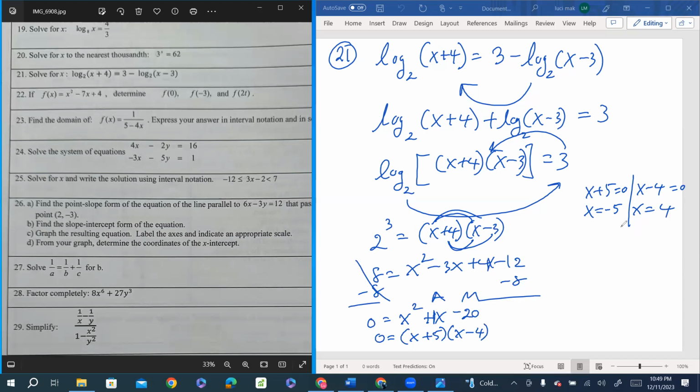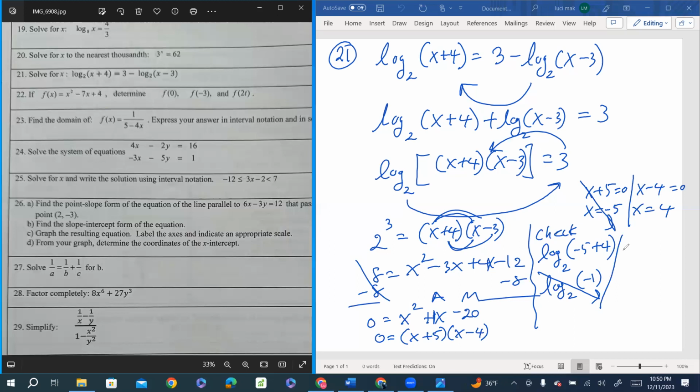Let's check. Now, we know that for the logs, the inside has to be greater than 0. So if you check the first one, log base 2 of negative 5 plus 4, as you can see, we get a negative 1. So this is not possible. If you put this into your calculator, it's going to be a domain error. So that definitely doesn't check out. So the first one does not check out. So reject this one.